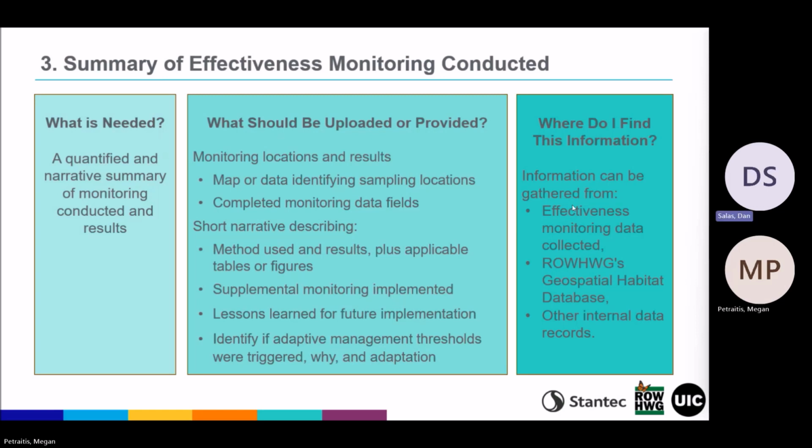So the information that you need to provide all that is found, again, from the data that you've collected within your monitoring data. If you're sampling using the Rights of Ways Habitat Working Group's Geospatial Habitat Database and the Survey123 forms that are included in that, you'll have that data automatically uploaded and then analyzed for your reporting. Again, if you're putting that data from your own internal data records or systems into the Excel summary tool, that will also calculate those thresholds and summaries for you as well. Go to the next slide.